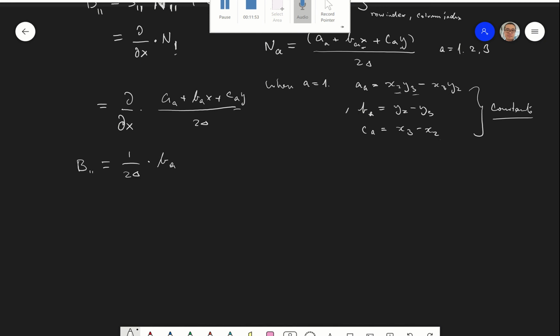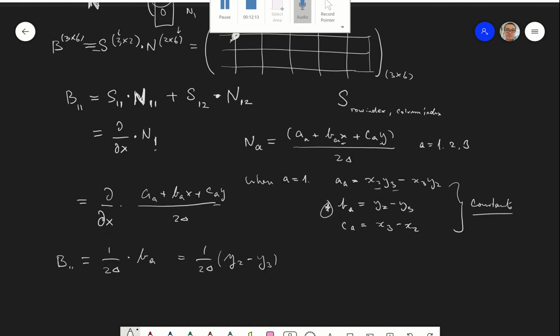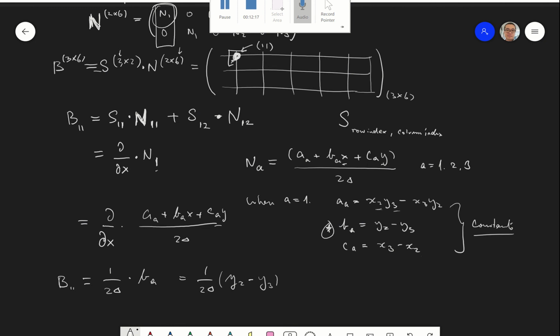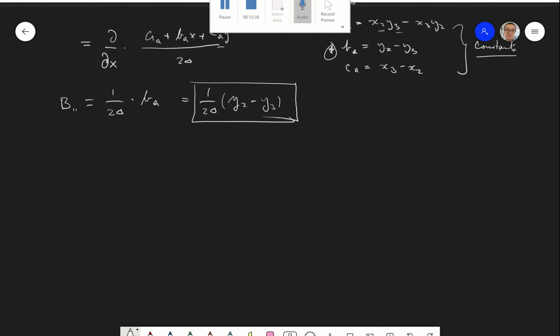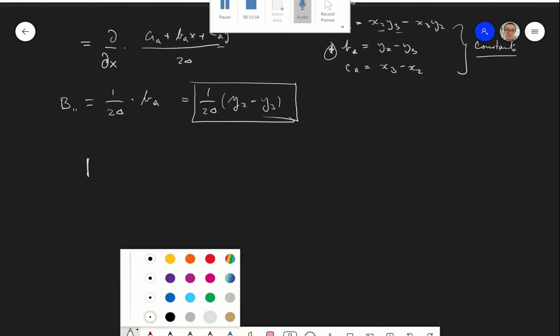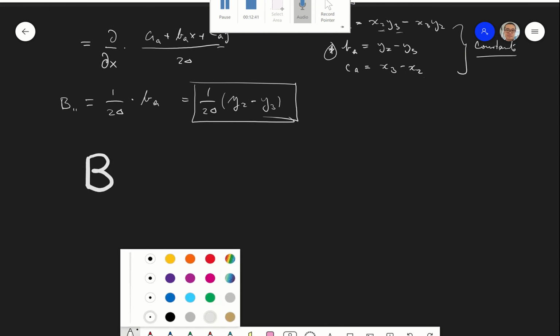What's b_a? It is this guy here. So b11 equal to 1 over 2 delta times y2 minus y3, right? That's how we work out one of the matrix elements for B, which is this guy here. Now if you go through the whole procedure, you'll be able to work out the whole B matrix, which I write in a sticker pen.